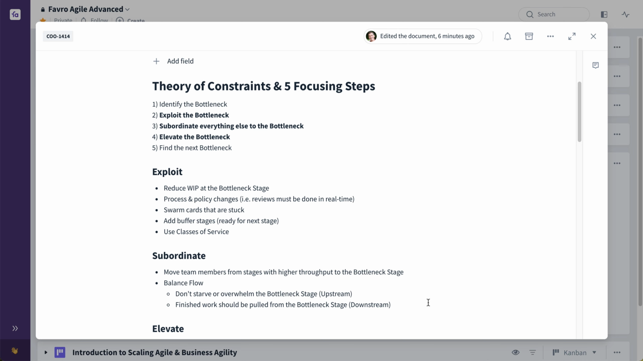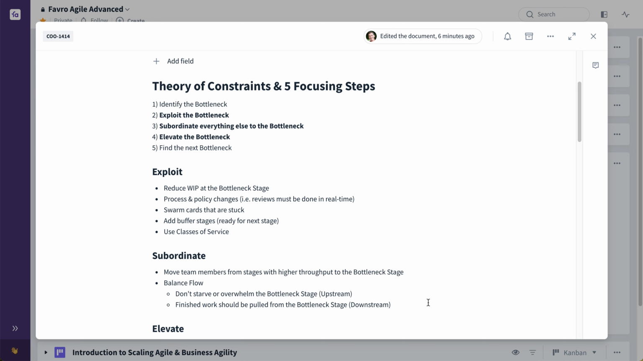The second thing you can do to subordinate, to remove that particular bottleneck, is to balance the flow. And that's something we're going to look at very specifically in our upcoming example. By balance the flow, that means we have to take a look at both our upstream, the things that happen before the bottleneck stage, and also the downstream, the things that happen after the bottleneck stage.